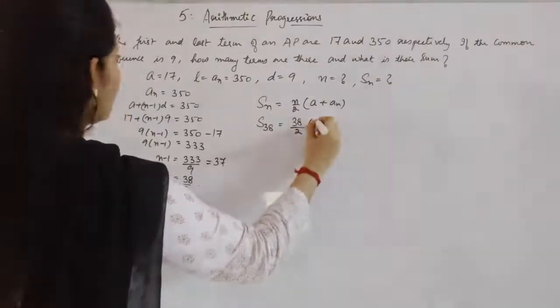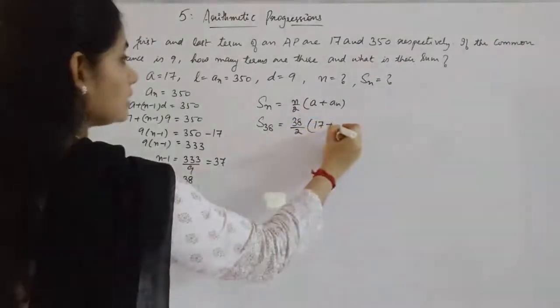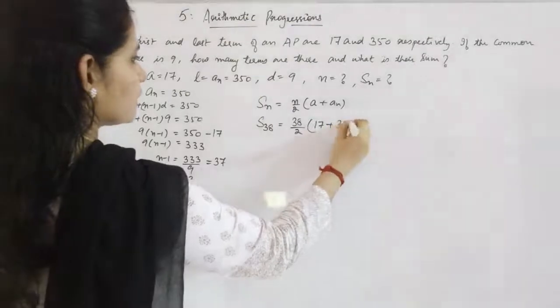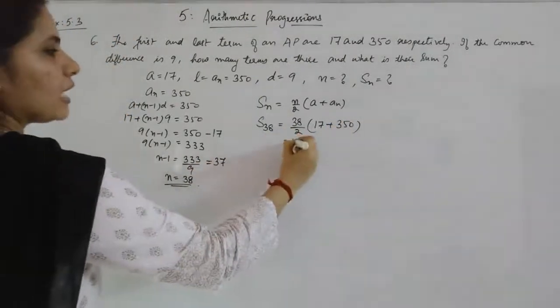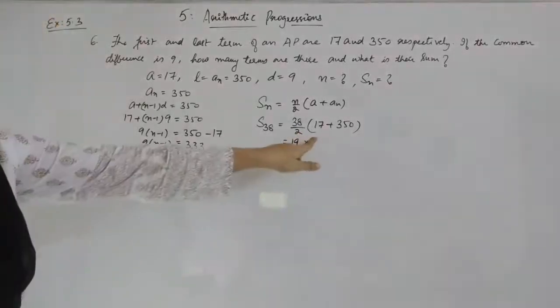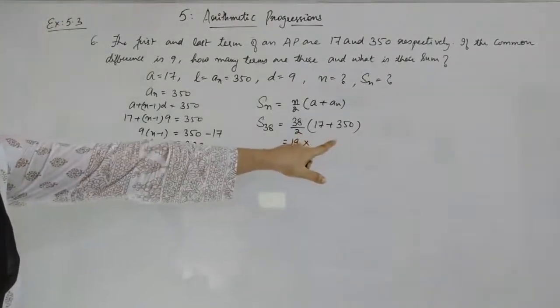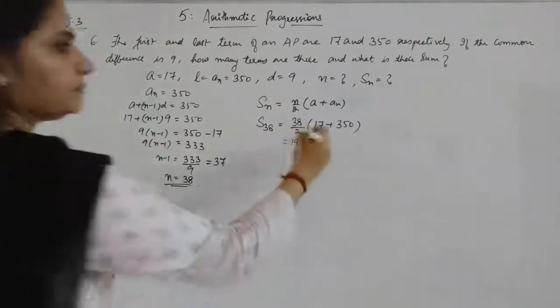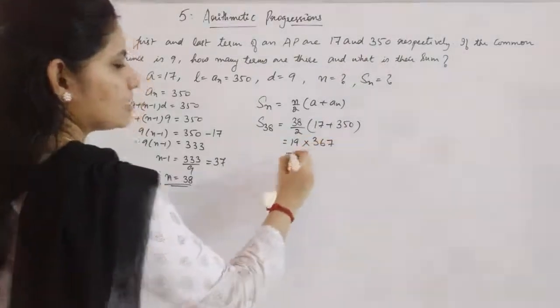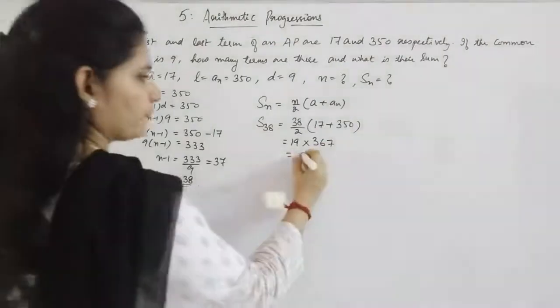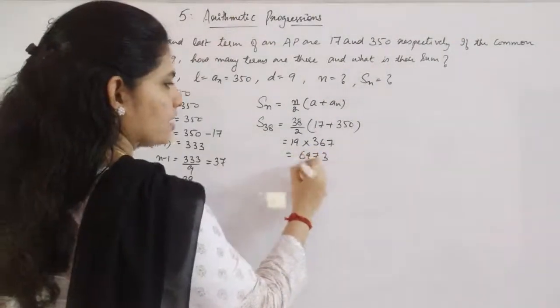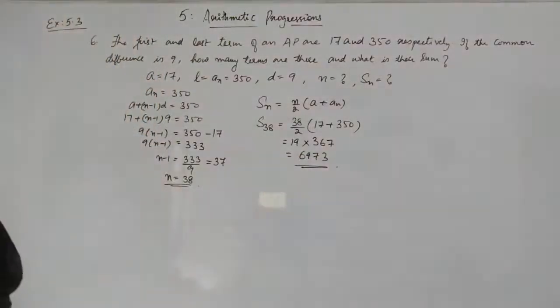Then you have a as 17 plus the other thing, which is an is 350, right? So what you are getting, 38 by 2 will give you 19 into 17 plus 350 will give you 367, and 19 into 367 will give you 6973. So your sum for 38 terms is 6973. Okay.